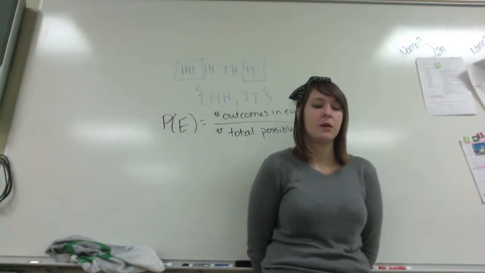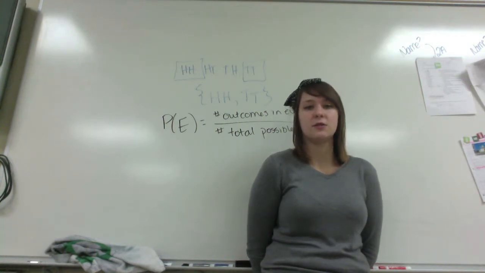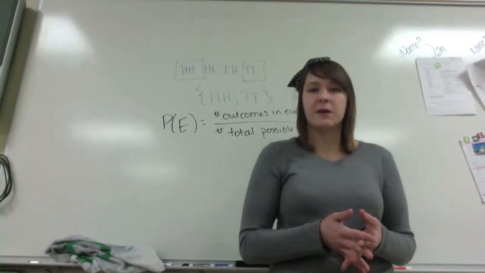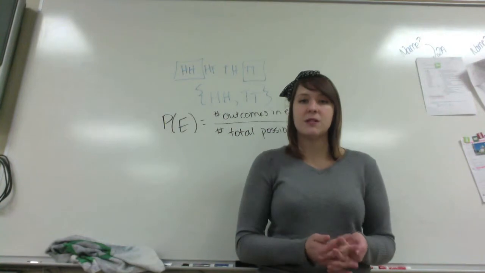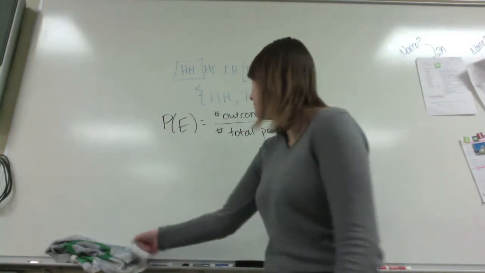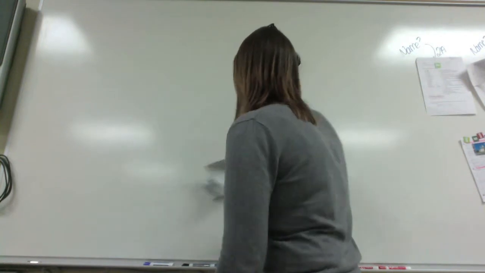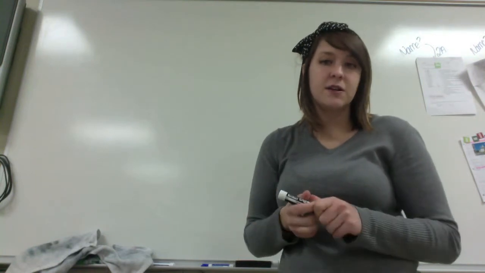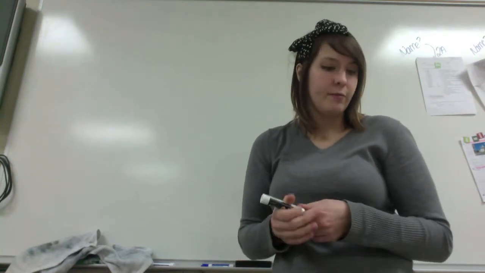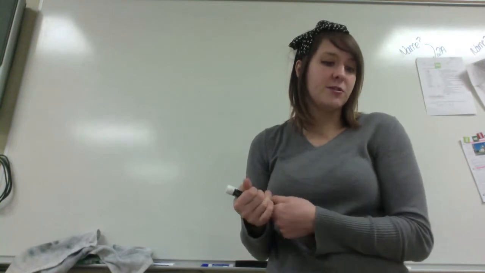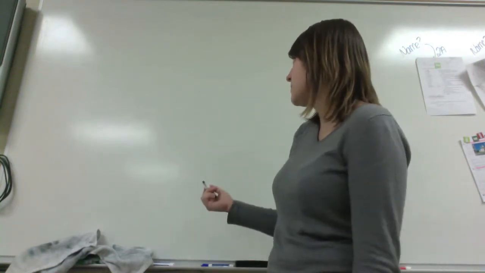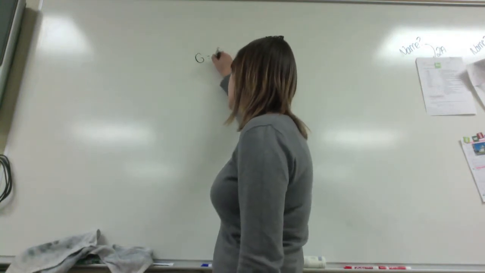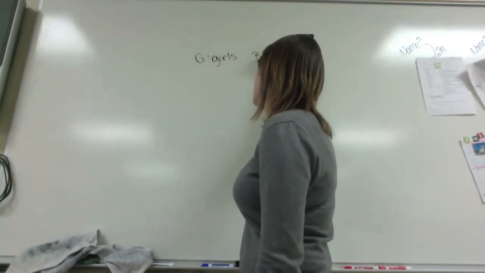All right, the next question says, assuming the birth of boys and girls are equally likely, find the probability a family of 3 children has exactly 2 girls. When you approach a problem like this with probability, the best place to start is by listing out the sample space. If boys and girls are equally likely, I'm going to assume that's 50-50. With 3 children, I'm going to say G stands for girls and B stands for boys.